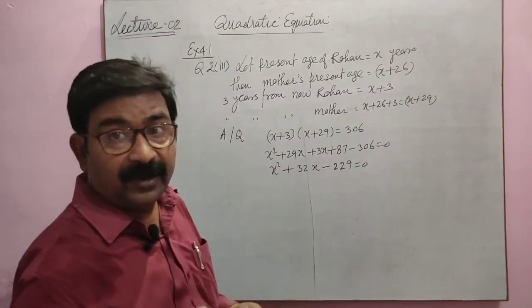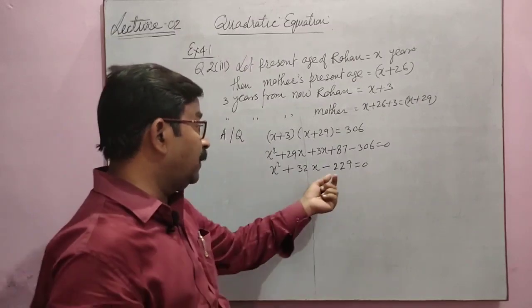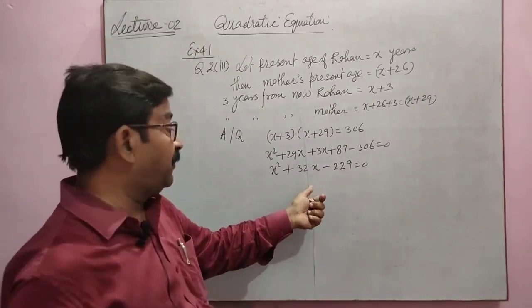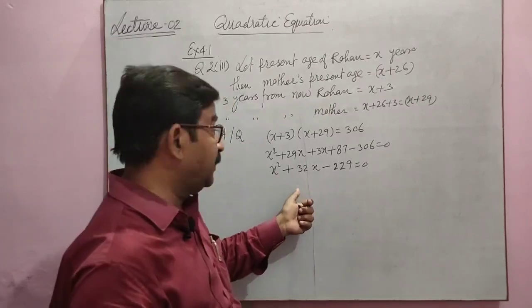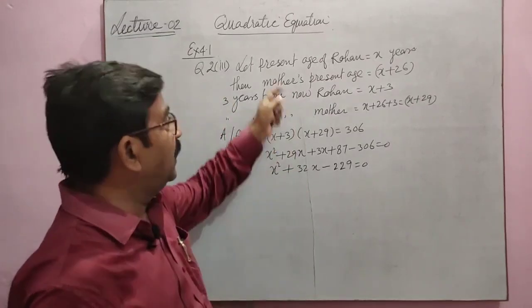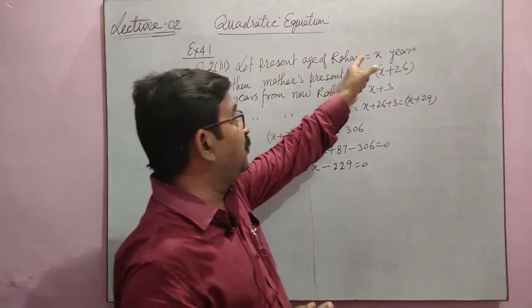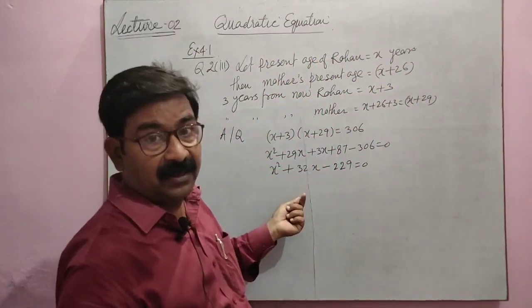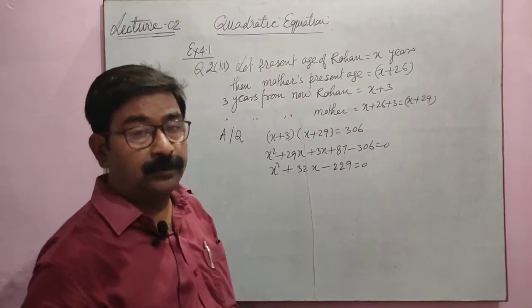Now you are aware of how to factorize. You have to find the two factors of 273 whose difference is 32, and after that you will find the value of x, which is the present age of Rohan, the required answer. So you have to factorize this. Got it?